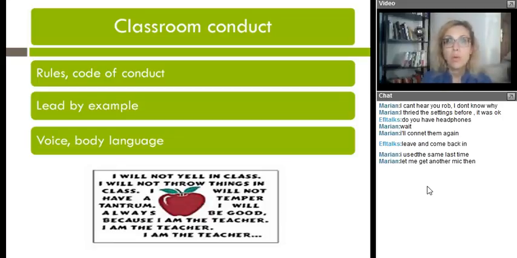You must also establish some routines, such as what happens if someone wants to go to the bathroom. Can they drink water in the classroom? If they want to speak, should they raise their hand, or do something else? Secondly, lead by example. You have to practice what you preach. You should be polite, you should be on time, do not raise your voice, because you know that if you shout, your students will shout also.